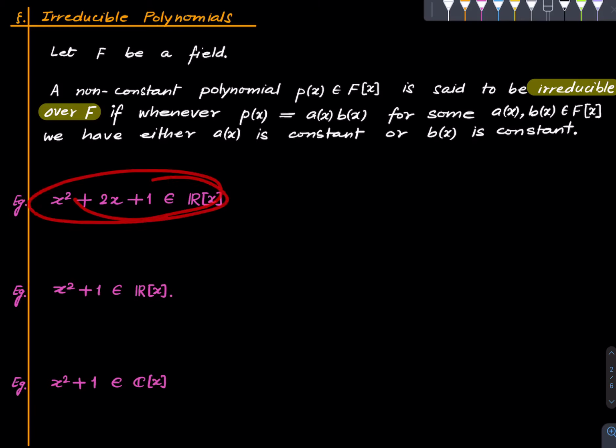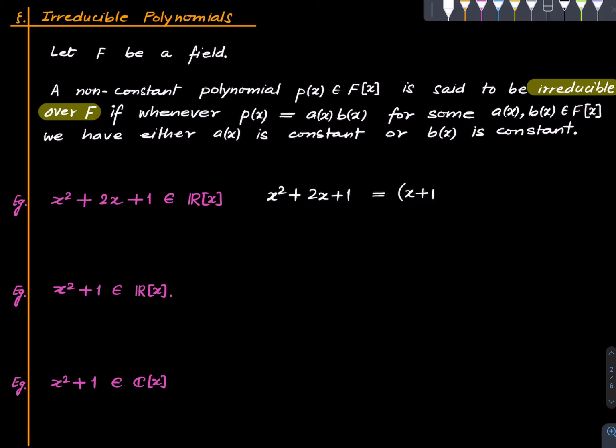First, a non-example. Consider this polynomial over the field of real numbers. Then this is not irreducible because you can write this as a product of x plus 1 with x plus 1, and neither of these are constant polynomials. But what about this? This is an irreducible polynomial over R.